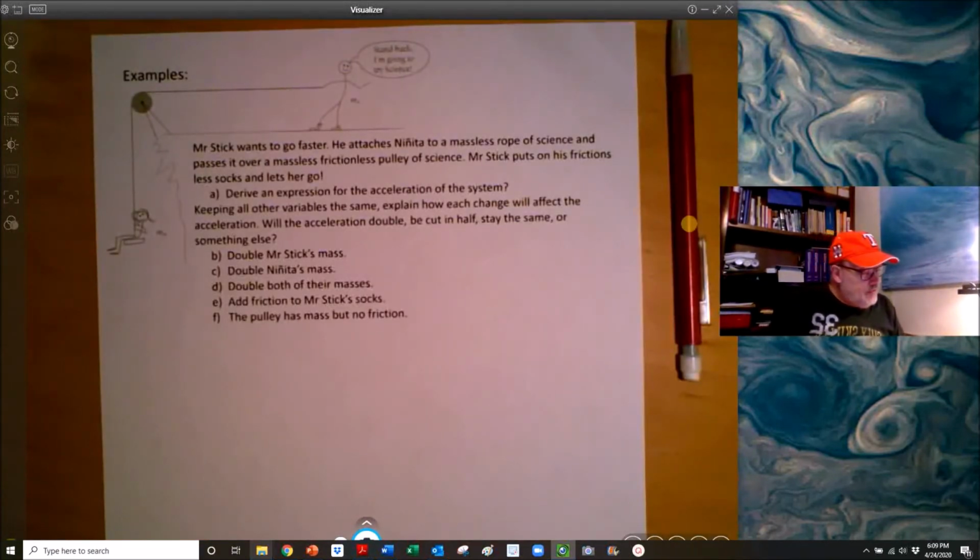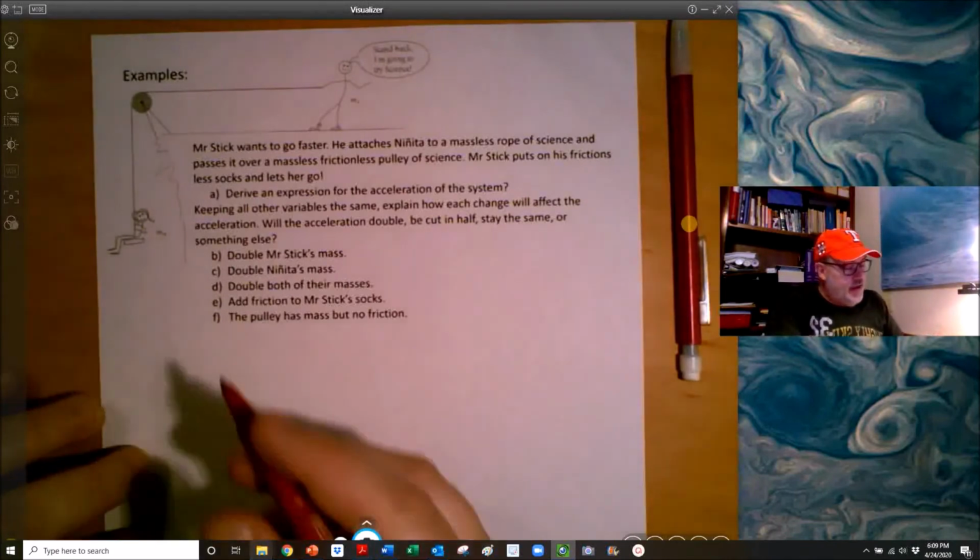So in this one, it says Mr. Stick wants to go faster. So he attaches Ninita to the massless rope of science and passes it over a massless frictionless pulley of science. Mr. Stick puts the frictionless socks of science on, and he lets her go. So derive an expression for the acceleration of the system.